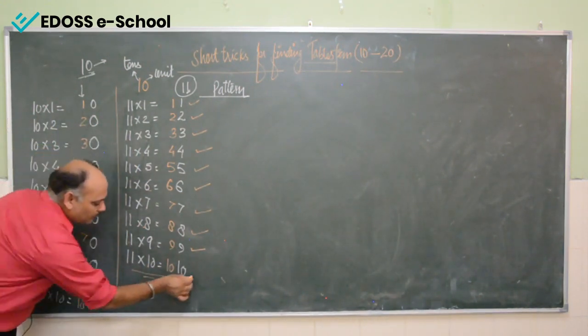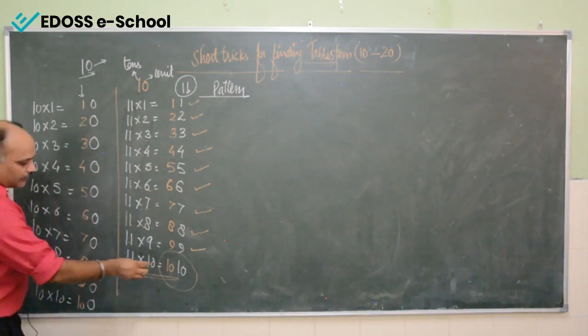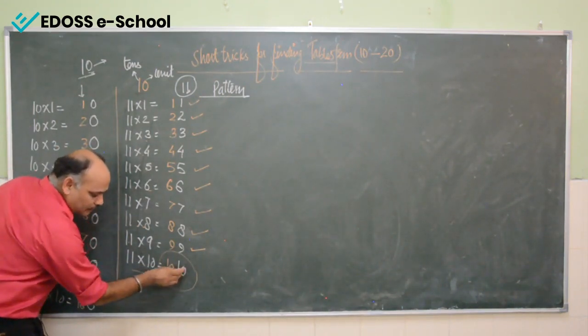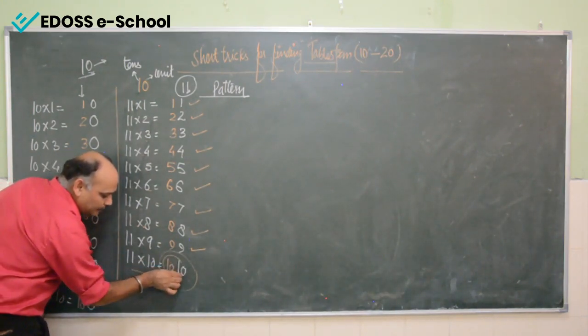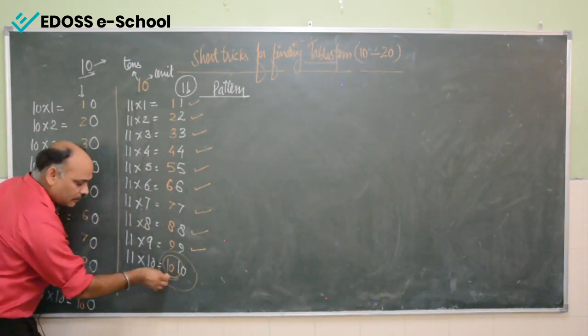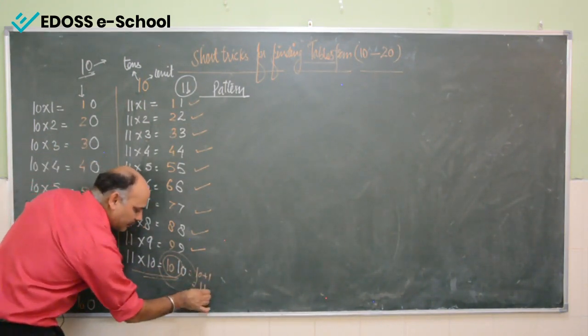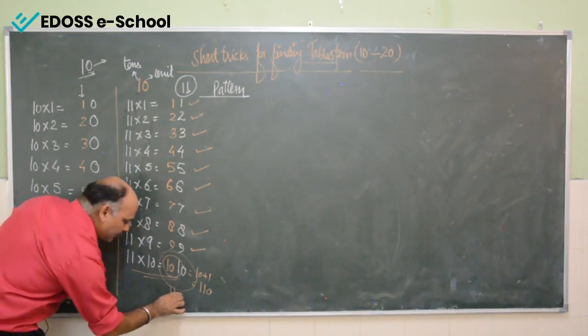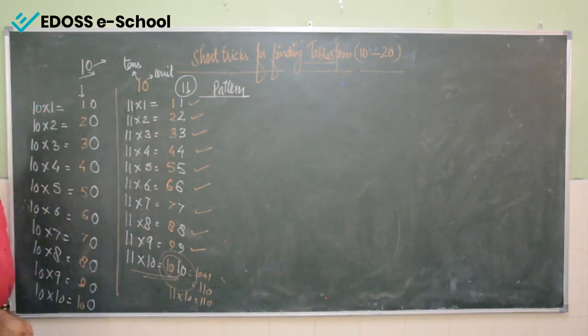Here it is a problem. Here you have to follow the pattern. Pattern means this 0 will remain the same, but this 10 and this 1 will be added. That means 10 plus 1 is equal to 11, then 0. That means 11 into 10 equals 110. This is the table for 11.